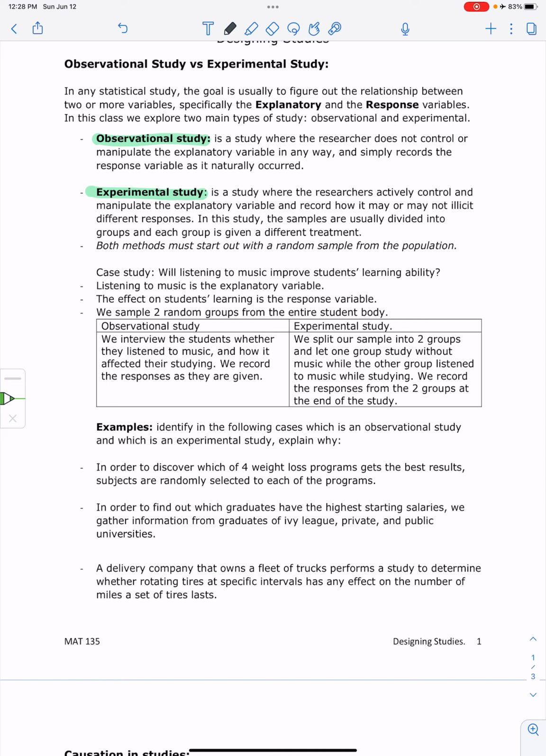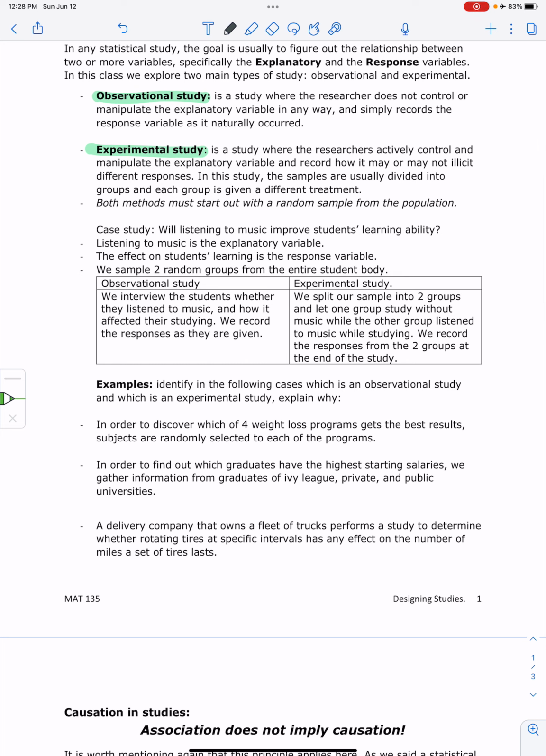So the first one here, in order to discover which of 4 weight loss programs gets the best results, subjects are randomly selected to each of the programs. So we're assuming these are all people that are fairly consistent or similar in their desire to lose weight. That random selection to each of 4 programs makes this experimental.